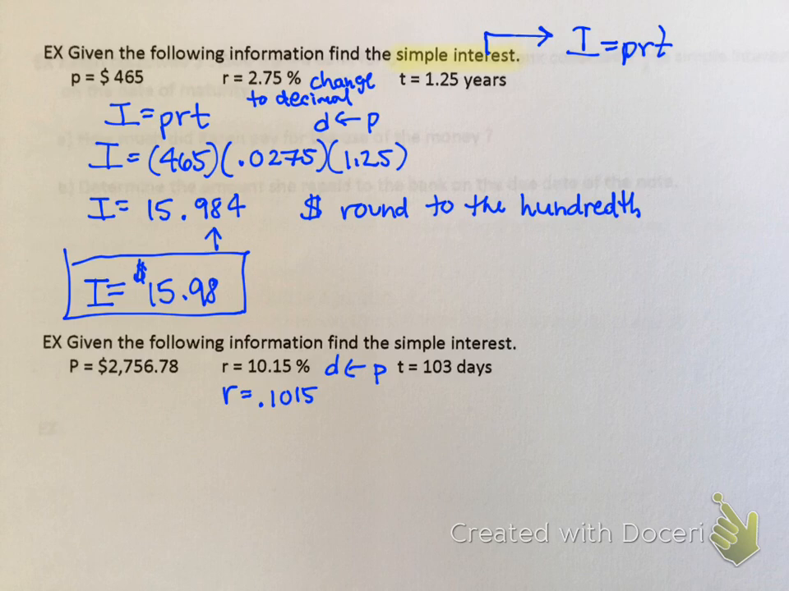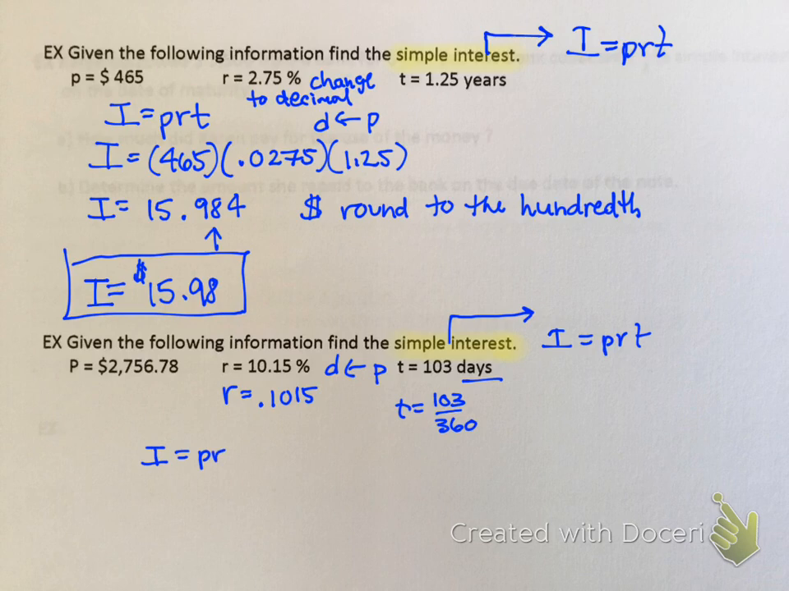Okay? And time has to be equated as well because I'm in days, not years. So to equate the time, I'm going to put 103 over 360. Now I'm ready to go. The question says find the simple interest. So right away, I think of the simple interest formula, which is I equals PRT. And I'm going to go ahead and plug in values.